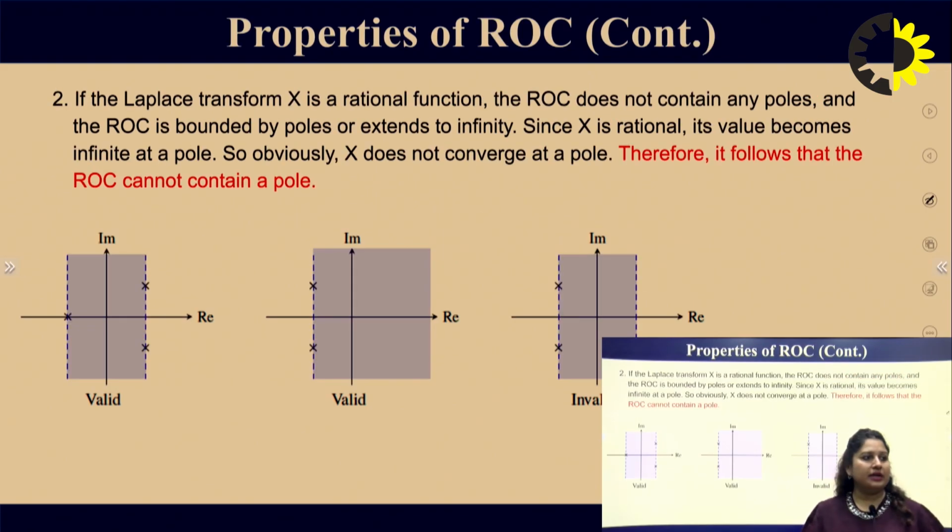The second property: if the Laplace transform X(s) is a rational function, then the ROC does not contain any poles, and the ROC is bounded by poles or extends to infinity. Since X(s) is rational, its value becomes infinite at a pole.